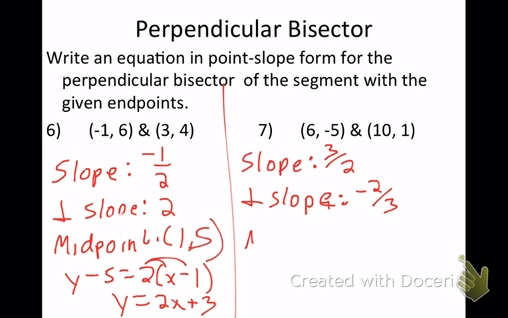Caden, what's the midpoint for number 7? I didn't get to number 7. So do it real fast here, I'll give it to you. Midpoint is x1 plus x2. So what's 6 plus 10? Divided by 2 would be 8. And the y coordinate? 2 and negative 2. So now put that into point slope form.